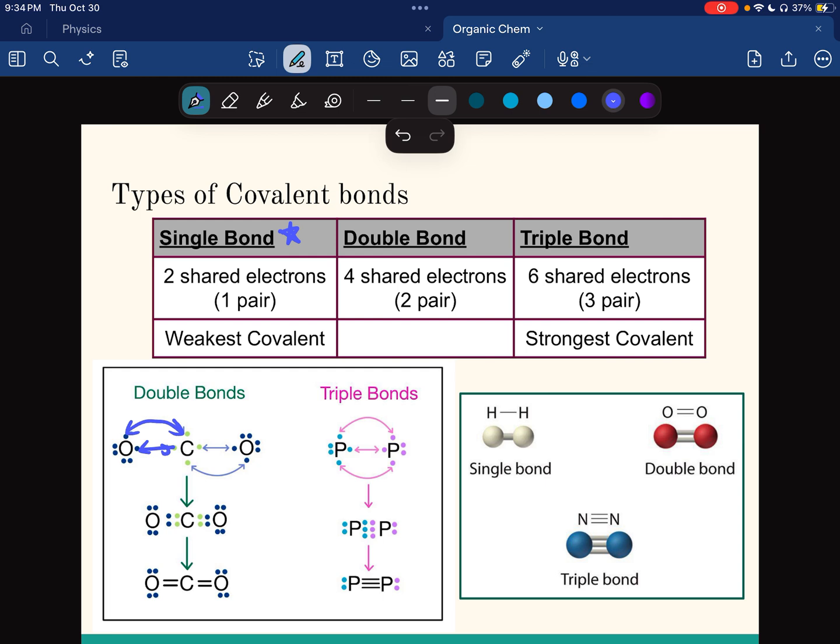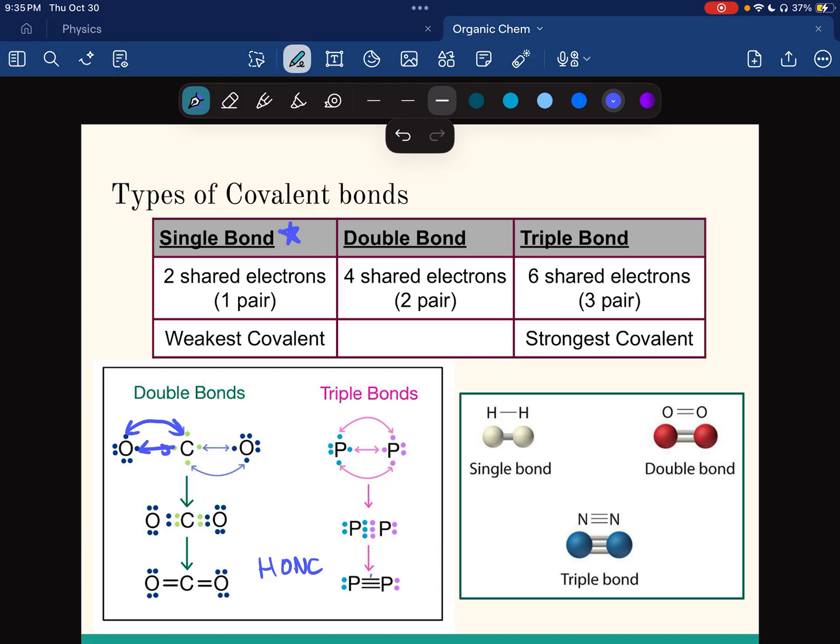and this gives everyone a full octet. If you remember, carbon likes to make 4 bonds, and oxygen likes to make 2 bonds. That's what I talked about with the honk rule. And then phosphorus is going to create those 3 bonds so that each atom can have a full octet.